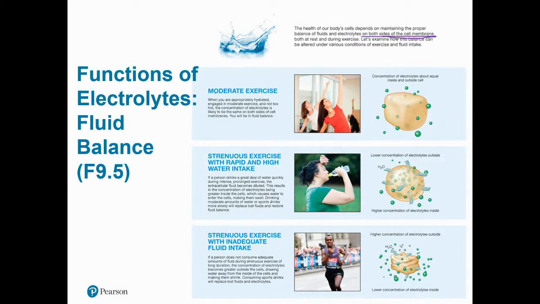So in these three examples, we're going to look at moderate exercise, then strenuous exercise with rapid and high water intake, and then strenuous exercise with inadequate fluid intake. At moderate exercise, assuming somebody is appropriately hydrated and it's not too hot, the concentration of electrolytes is likely to be the same on both sides of the cell.